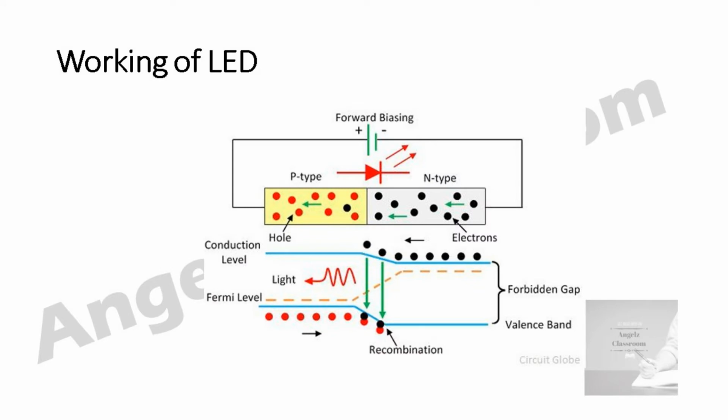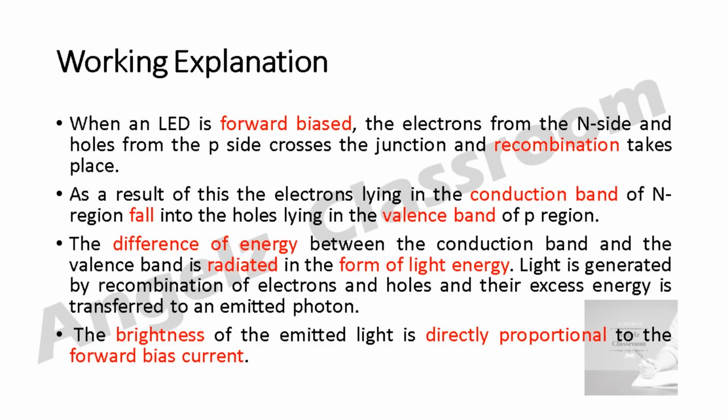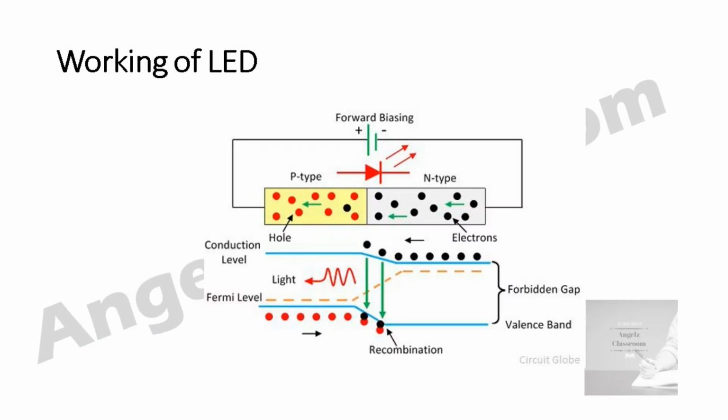So let's see about the working of LEDs. When the LED is forward biased, the electrons from the N side and the holes from the P side cross the junction and recombination takes place. This is the normal process. As far as this diagram is concerned, the electrons lying in the conduction band of the N region fall into the holes lying in the valence band of the P region. The difference of energy between the conduction band and the valence band is radiated in the form of light energy. So the brightness of the emitted light is directly proportional to the forward bias current.